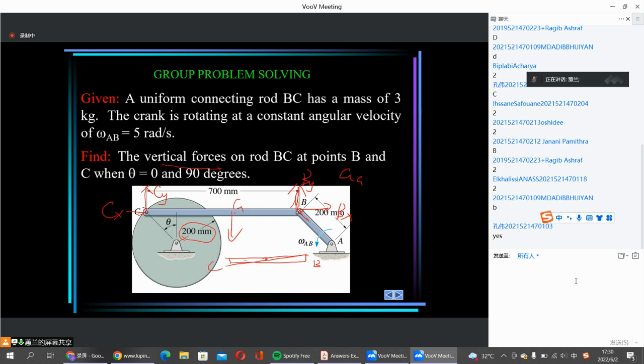So for B, the acceleration has AN, the normal acceleration, and AT, the tangential acceleration. Fortunately, because it's a constant angular velocity, the angular acceleration equals 0, so there's no AT, only AN. This AN, we can calculate using point B or using point C. It will result in the same solution. So this is MAG, right?